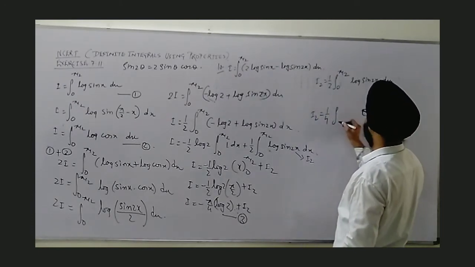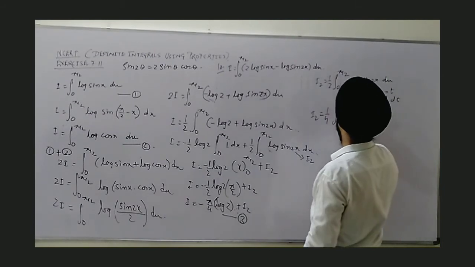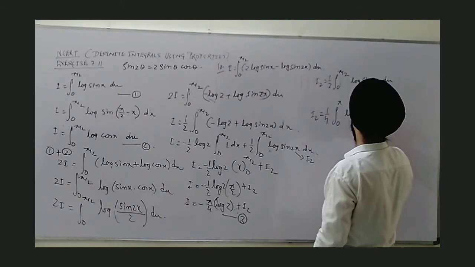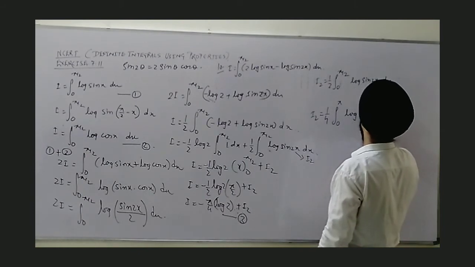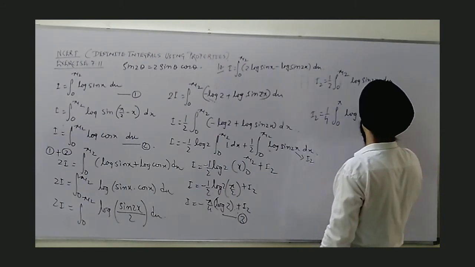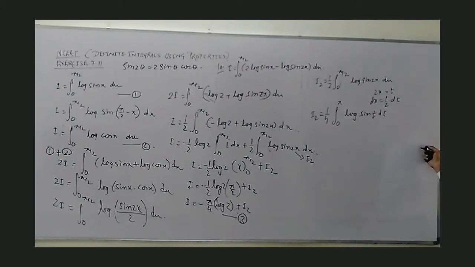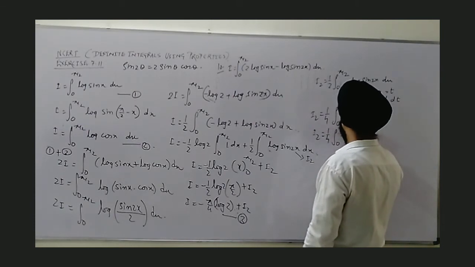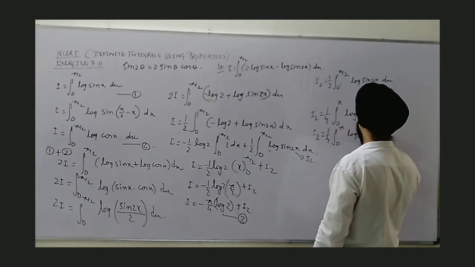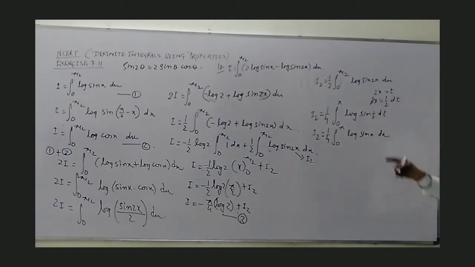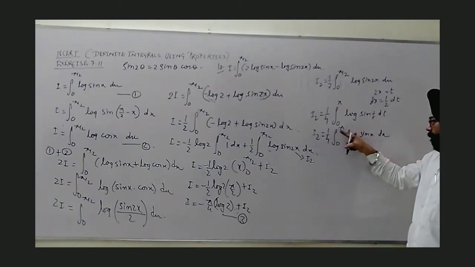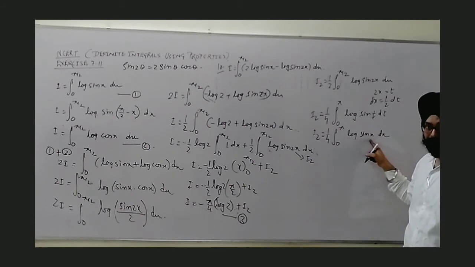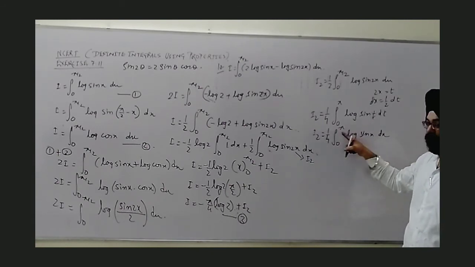Now the limits: if I put 0 here, t also is 0, and pi by 2 will become pi. So we have log sin t dt from 0 to pi, and this becomes similar to the previous function we have seen earlier. So property number 1 will make it I2, and we can change the variable, so we can write log sin x dx. Again, if I replace x by pi minus x using property number 5, it does not make a change.